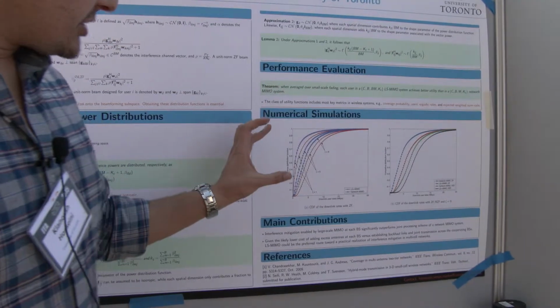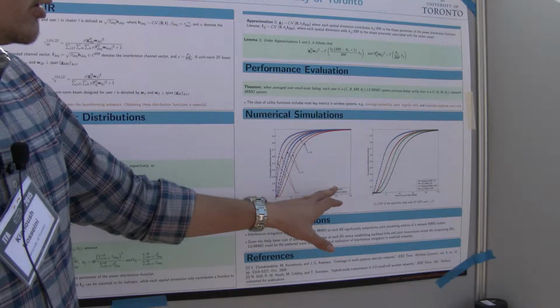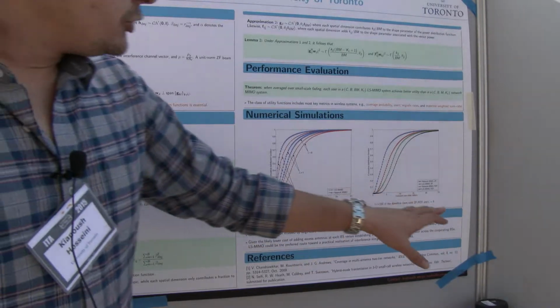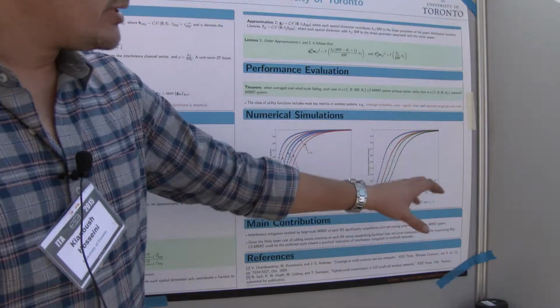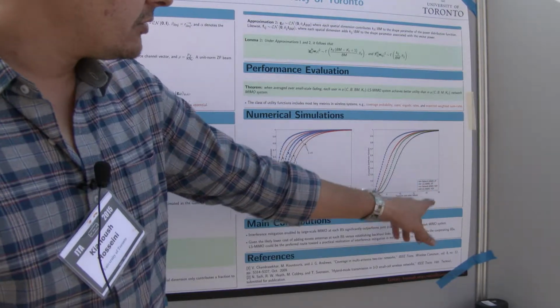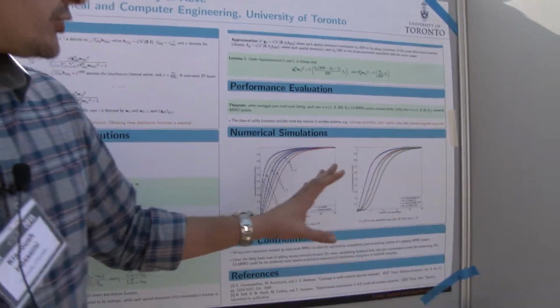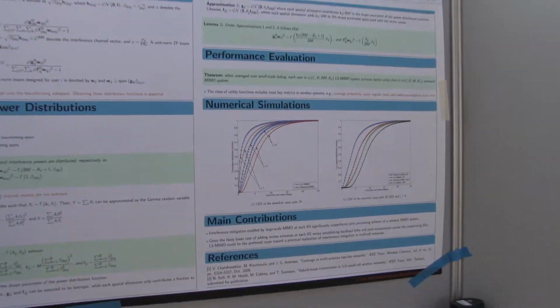We have some simulations to show that, for example, the ergodic rate is always better on the large-scale MIMO. But numerically, we also show that if you relax the beamforming scheme and use, for example, instead of zero forcing, we use regularized zero forcing, the same conclusion holds true as well.